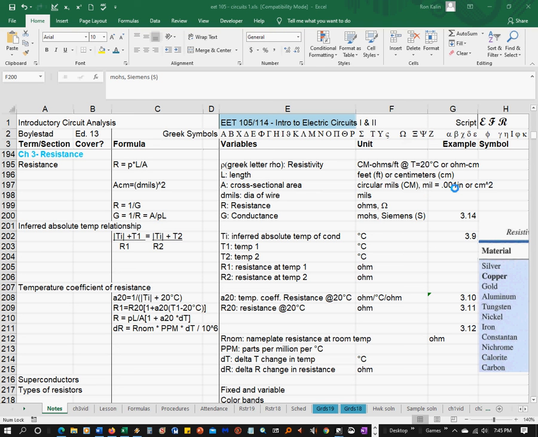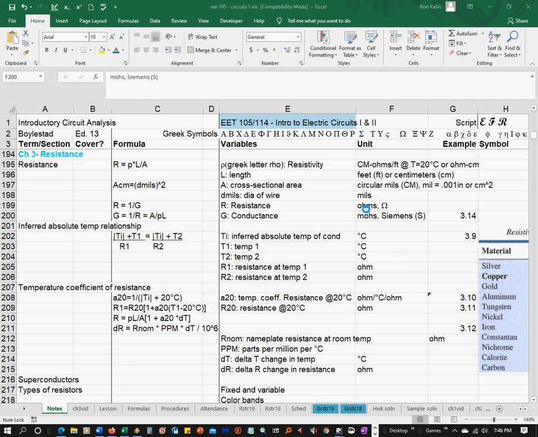One mil is a thousandth of an inch, or 0.001 inches, or in centimeters squared if we're in the metric system. The area is the diameter of the wire in mils squared. Okay, d mils here is the diameter of the wire in mils. R is the resistance in ohms. The symbol is omega. And G is the conductance in mhos, which is just the opposite.